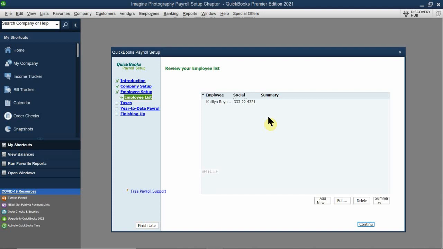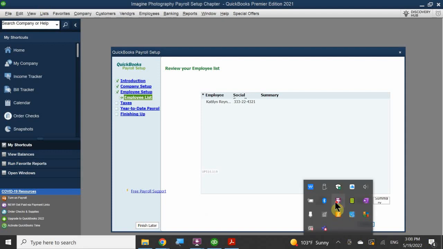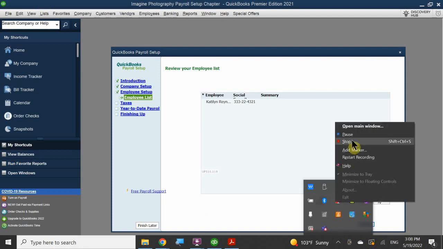Okay? So if you guys don't have any questions, I'm going to stop here. We are done with the employee section because I'm going to move on. I'm not going to add in another employee because that's, again, a lot of information, but we're done with the employee section, okay? When we come back from the break, we'll talk about the taxes after the break, okay?